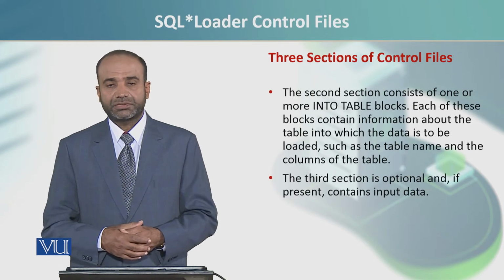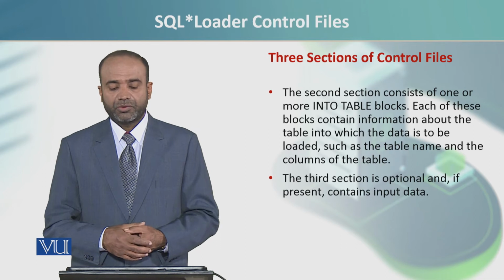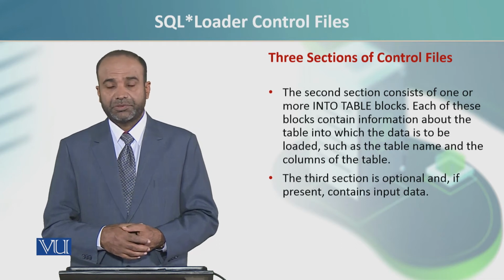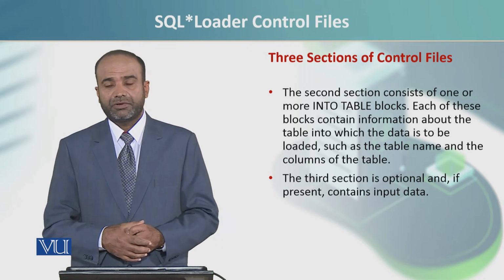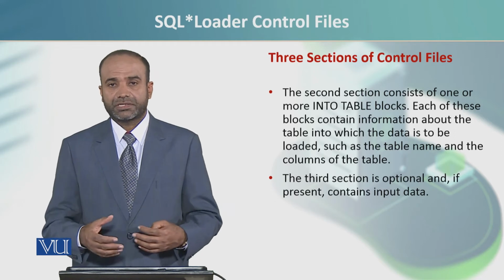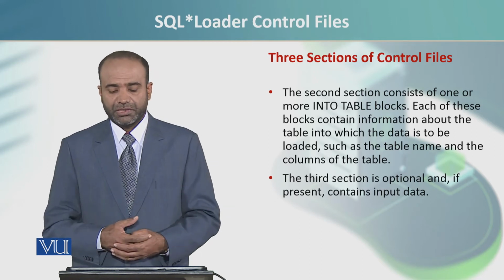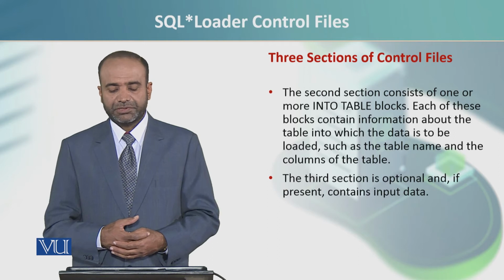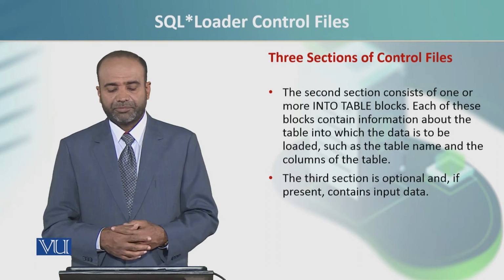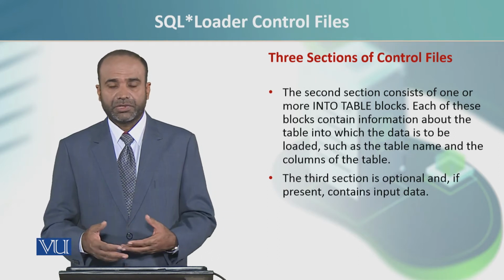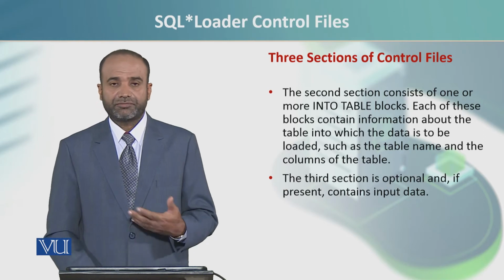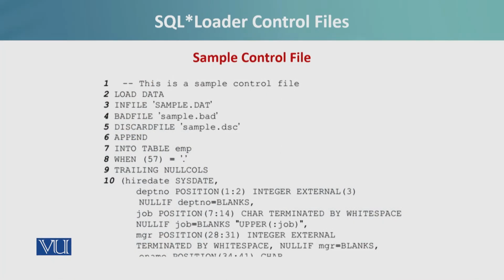The second section consists of one or more INTO TABLE clauses, where we mention exactly which table the data is going into. Similarly, the third section is for input data, if present, meaning the control file contains the input data. So we can put the data within the control file as well. Let's see a sample control file.